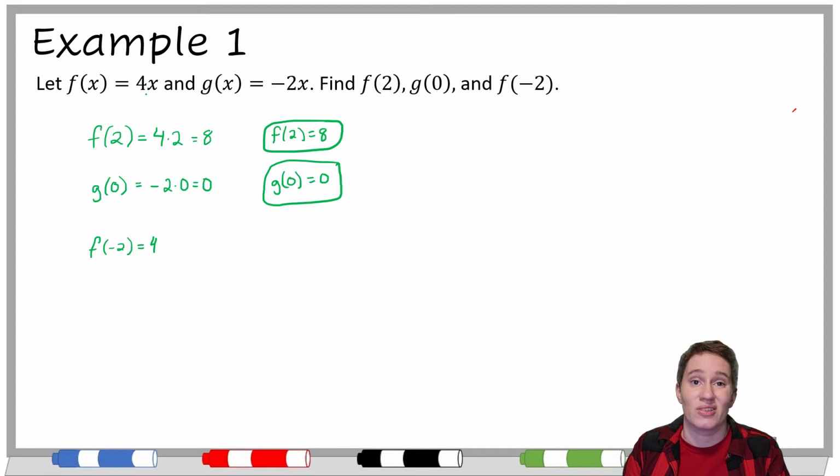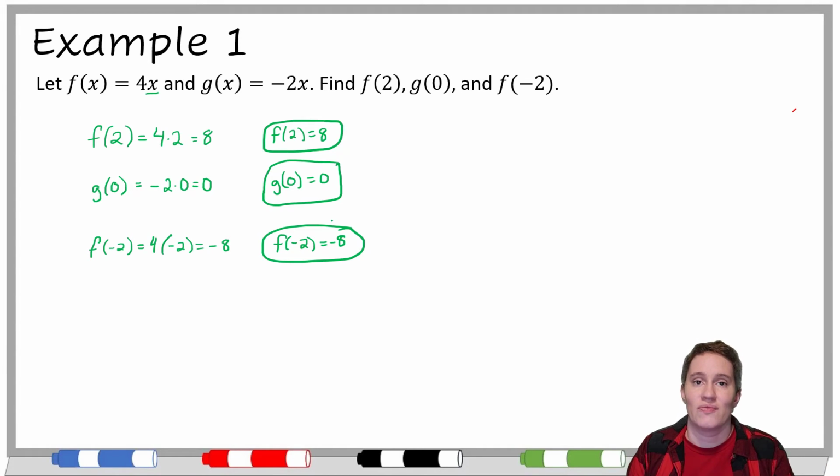Well, we're plugging it in for the x in the function f. So 4 times negative 2 is negative 8. So f of negative 2 equals negative 8. So see how nice my answers look and how much information they give you, because they tell you which function it was plugged into and what we plugged in and what the answer is. It's pretty awesome.